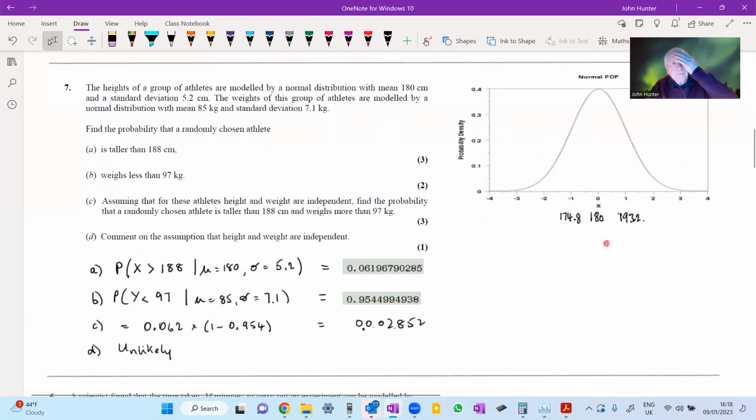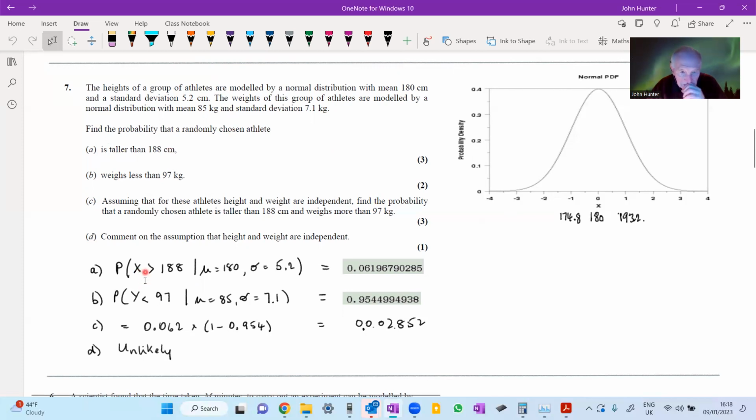So let's have a look at this example. The heights of a group of athletes are modeled by a normal distribution with a mean of 180 and standard deviation 5.2. So we're not bothered about the standard normal here. I know the diagram's got this on, that's just because I've picked it up from somewhere else, but I've written on the Z values here that we're interested in for the heights. But we've also got the weights, which I haven't drawn on there. The weights of this group of athletes are modeled by a normal distribution with mean 85 kilograms and standard deviation 7.1. Find the probability that a randomly chosen athlete is taller than 188.